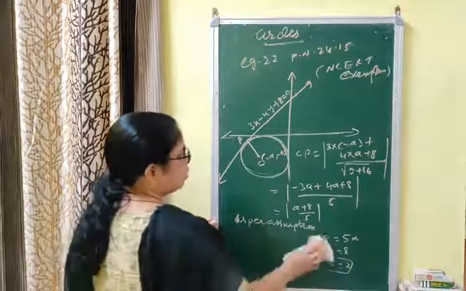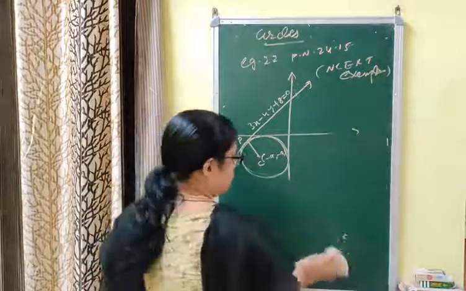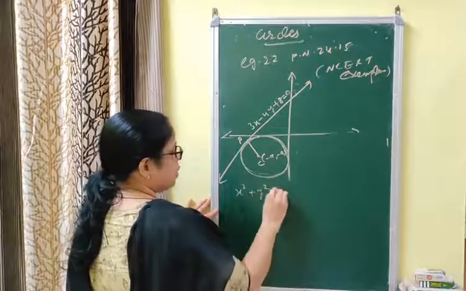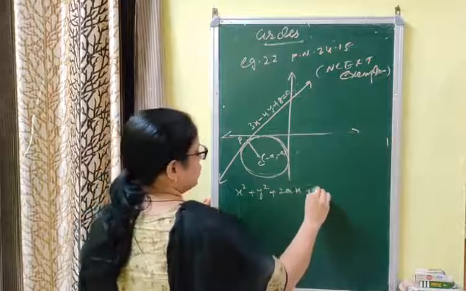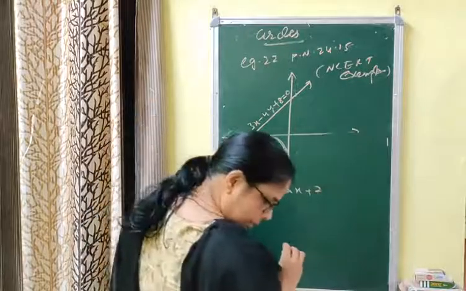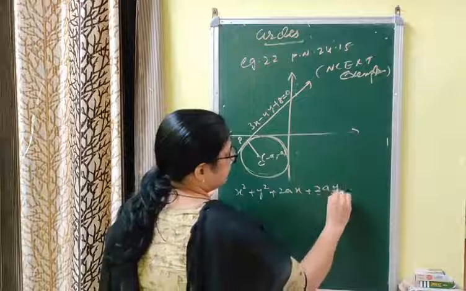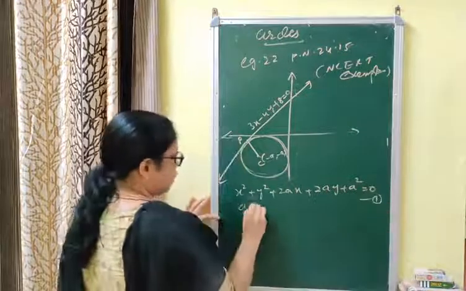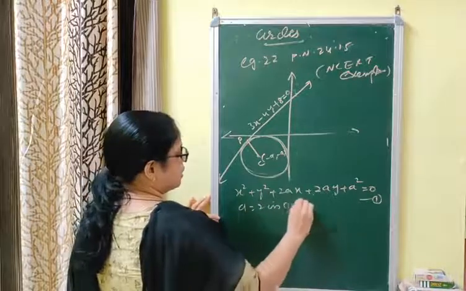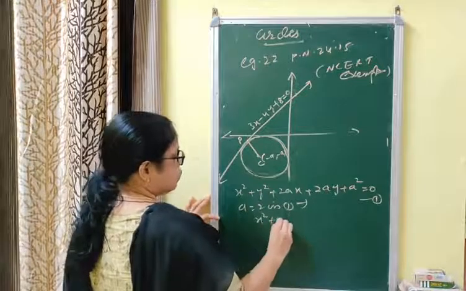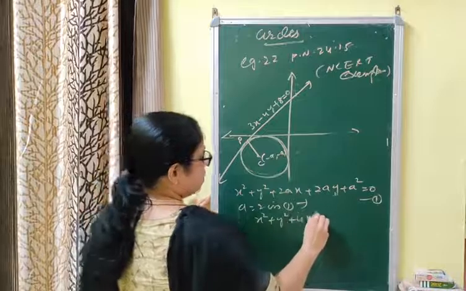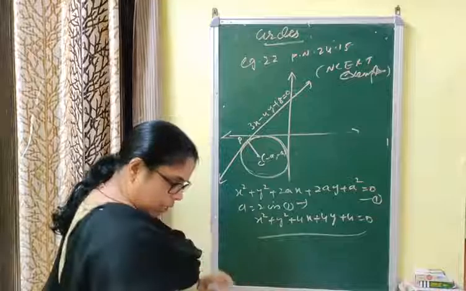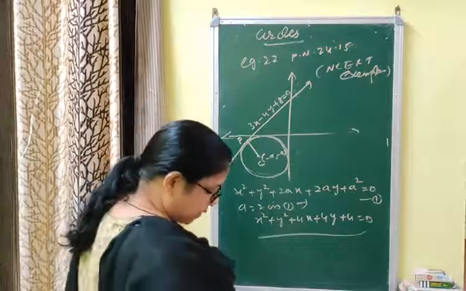Now the question is not complete here. Now you have to put the value of a equal to 2 in equation 1. What was equation 1? x square plus y square plus 2ax plus 2ay plus a square equal to 0. That is equation 1. Putting a equal to 2 in 1, you will get x square plus y square plus 4x plus 4y plus 4 equal to 0. This is the equation of the given circle as per the given condition.